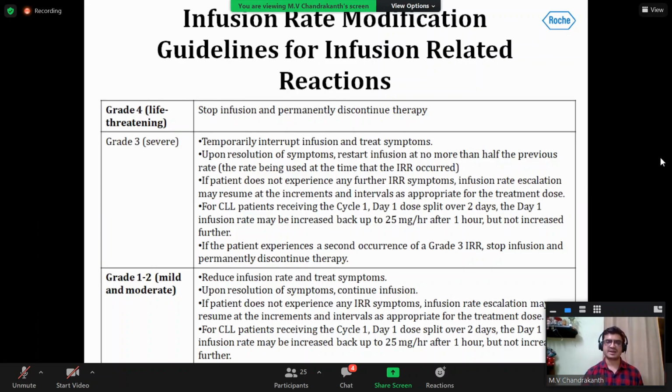And then what about grade 1 and grade 2? We have to reduce the infusion rate and treat the symptoms. Upon resolution of symptoms, again we can continue infusion. If the patient does not experience any IRR symptoms, infusion rate escalation may resume at the increments as we discussed. For CLL patients receiving the cycle 1, day 1 dose split over 2 days, the day 1 infusion rate may be increased back to 25 milligram per hour, and it should not be increased further. So very important, we must be very careful in CLL patients, especially on day 1 where we are giving 100 milligrams of therapy. So CLL, highest risk, day 1 highest risk. And with a higher lymphocyte count, again there is a higher risk.